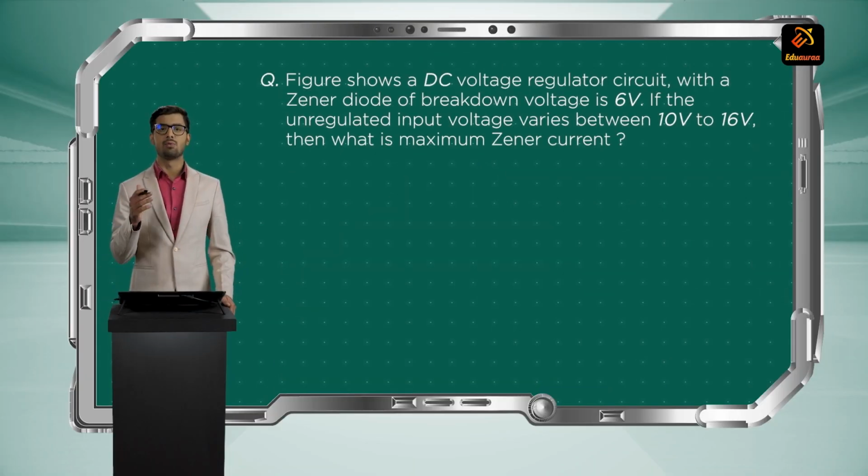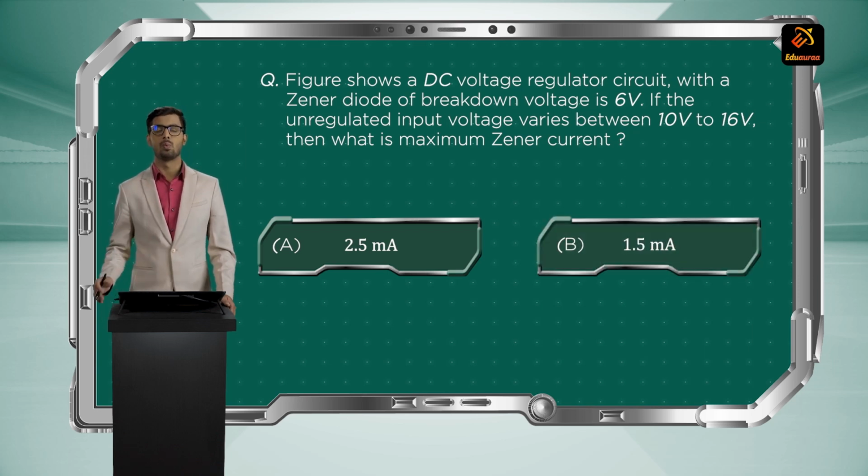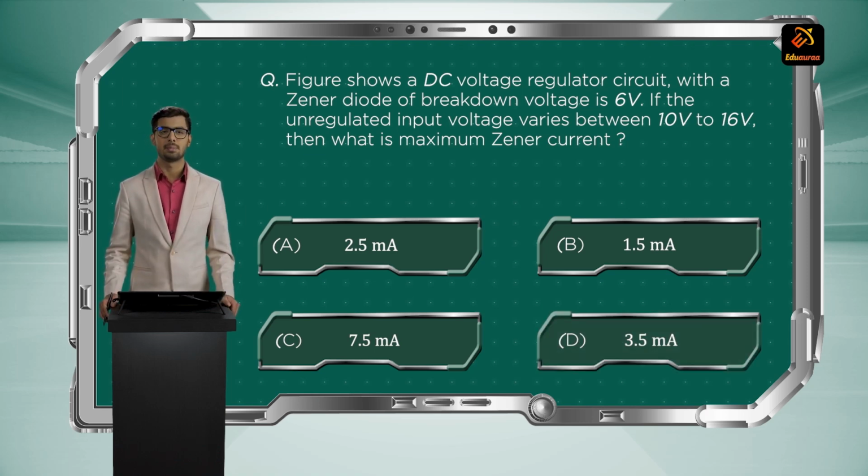The very first question is: a figure shows a DC voltage regulator circuit with a Zener diode of breakdown voltage 6 volt. If the unregulated input voltage varies between 10 volt to 16 volt, then what is the maximum Zener current? Option A, 2.5 milliampere. Option B, 1.5 milliampere. Option C, 7.5 milliampere. And option D, 3.5 milliampere.